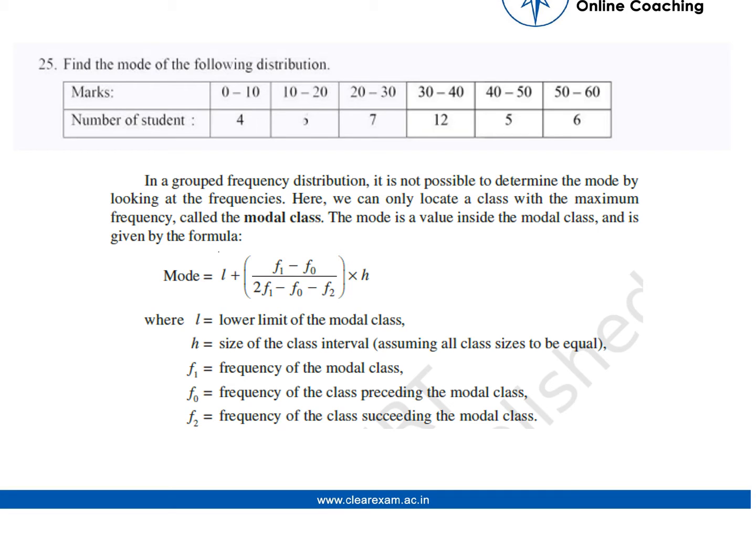In this question, we have to find the mode of the following distribution. As it is provided in the question, the given data is of grouped frequency, and in order to find the modal class in a grouped frequency, we have to use this formula which is shown below.